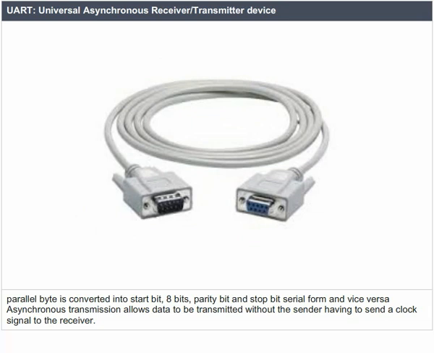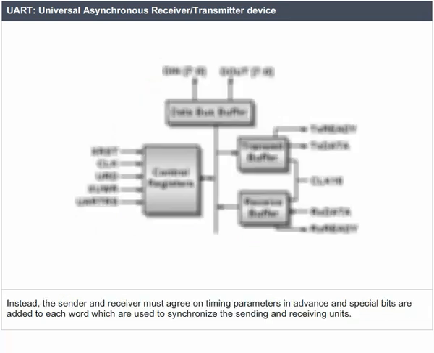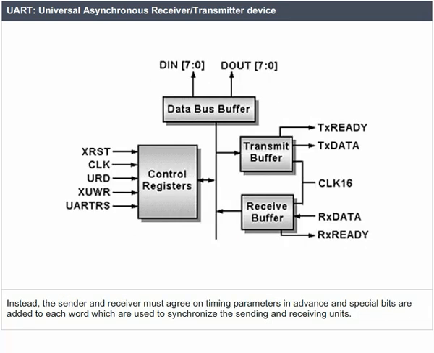Asynchronous transmission allows data to be transmitted without the sender having to send a clock signal to the receiver. Instead, the sender and receiver must agree on timing parameters in advance, and special bits are added to each word, which are used to synchronize the sending and receiving units.